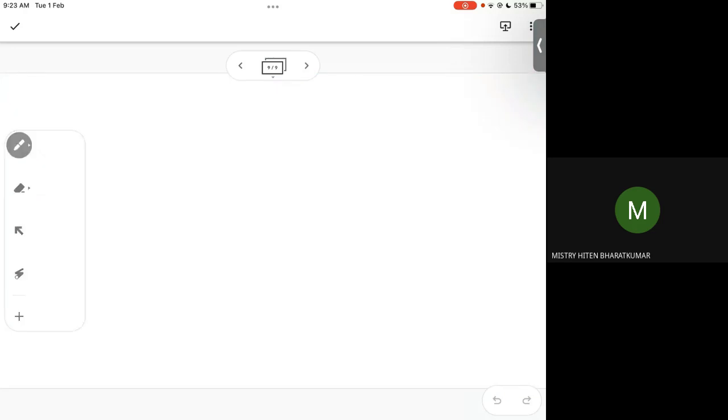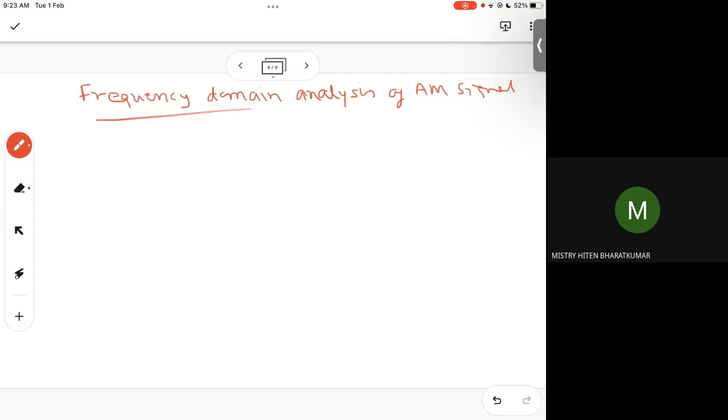Now, coming to the new topic, which is what we call frequency domain analysis. So far, we have done it in the time domain. That means on the x-axis we have time, and on the y-axis we have the amplitude. That is what we do in the normal lab, like in an oscilloscope. Your x-axis is time. Frequency domain means how my signal is changing with respect to frequency. So for the AM signal, what frequencies will I get?